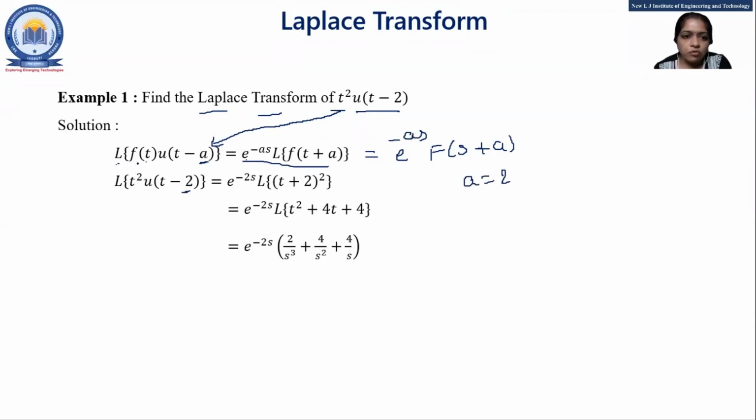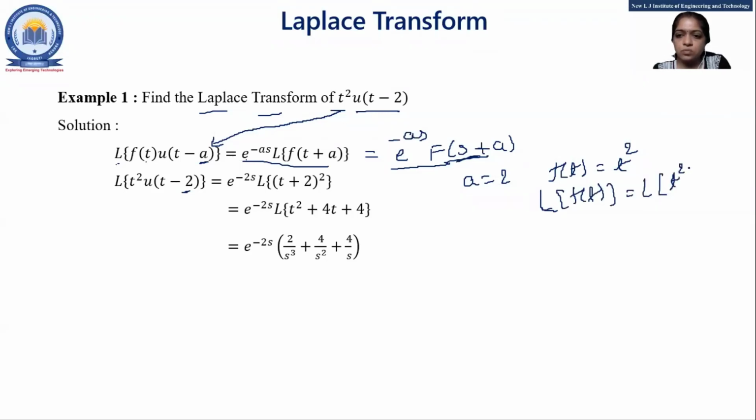Now what is the f of t? Your function of t is what, students? Your function of t is t square, right? Okay. Now, as I wish to apply this formula, e raised to minus as. A is 2. So e raised to minus 2s. But what about the f of (s plus a)? So I first find the Laplace of function of t, and that is Laplace of t square, and Laplace of t square is what?